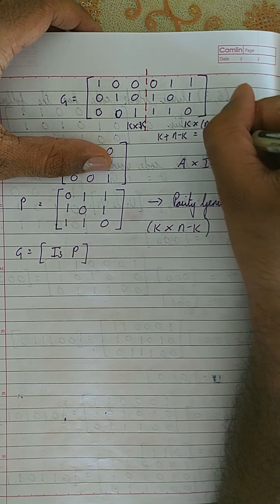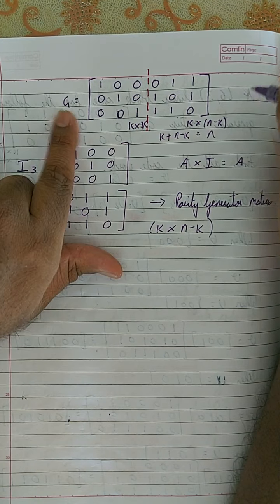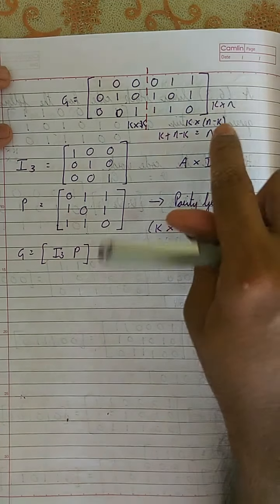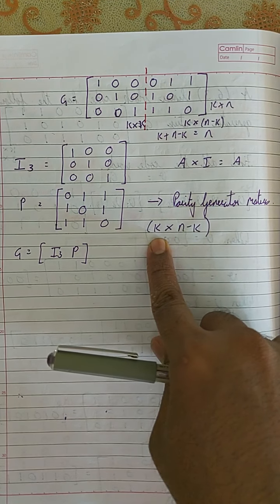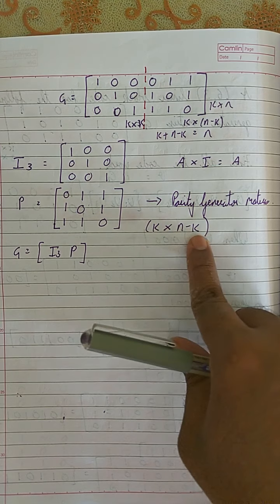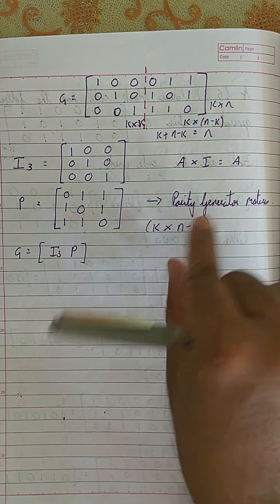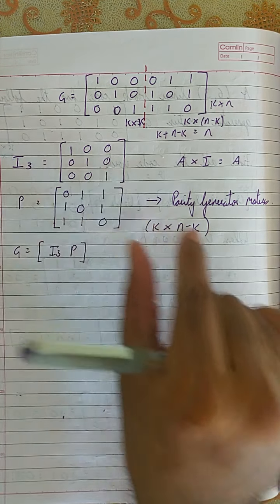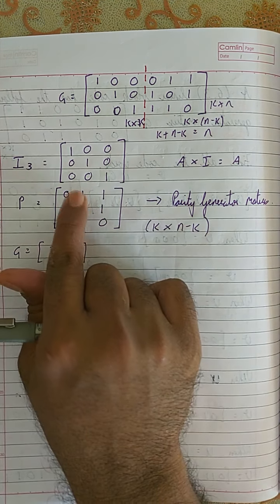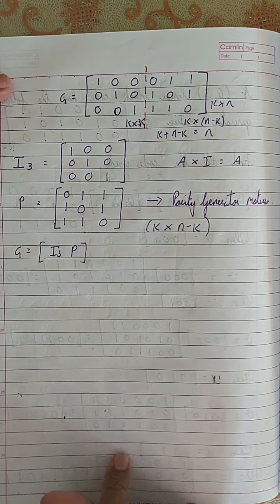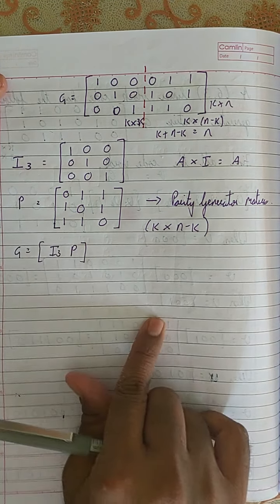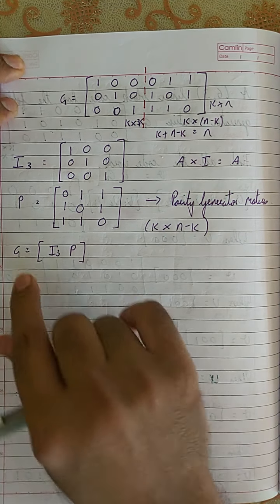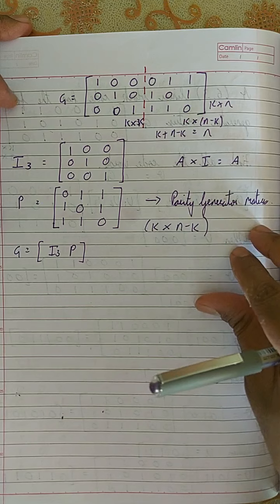k plus n minus k is equal to n, which is the number of columns of the generator matrix, whose dimension is k by n. That is how we know that the dimension of the parity generator matrix must be k by n minus k, because there will be a total of n columns, in which k columns will be that of the identity matrix, and the remaining n minus k columns belong to the parity generator matrix. That is why G is equal to [I3 P]. I3 and P are nothing but the sub-matrices of G. So this is how we got the systematic block code.